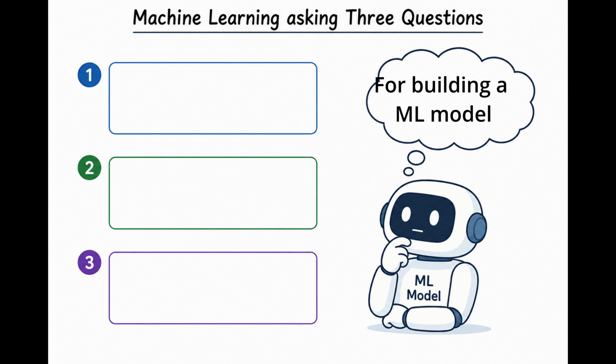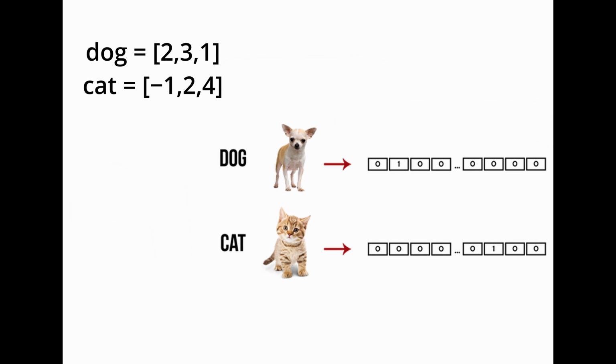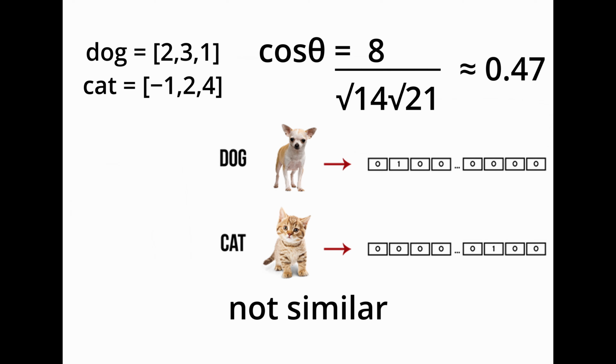Now, you are building a machine learning algorithm. You want to answer three different questions about your data. Question 1 asks, how similar are these two data points? Example, a cat image and a dog image. You need a similarity measure. So this is what the inner product gives you.